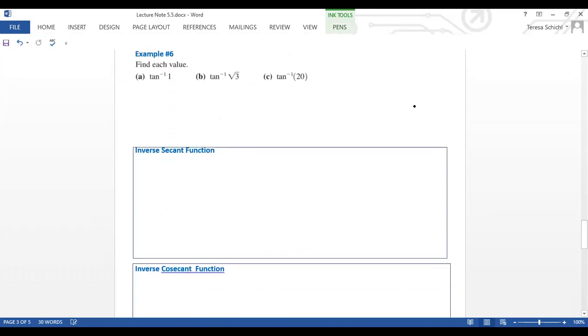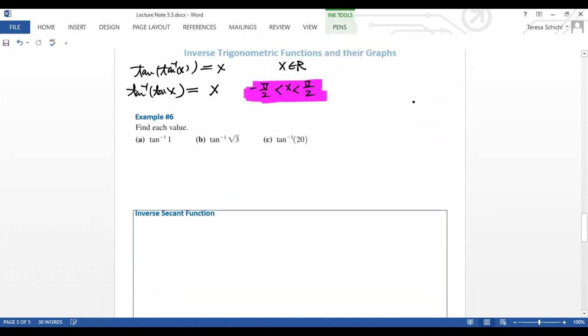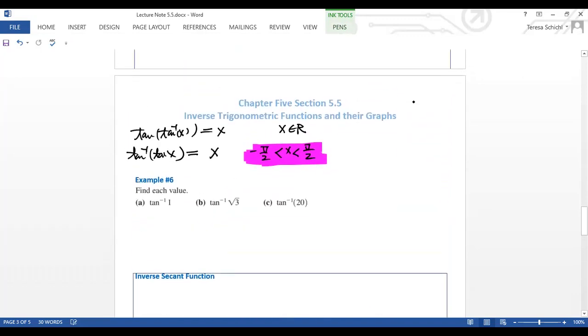Okay, so now let's take a look at these ones here. The arctangent of 1, what is the value that gives the arctangent of 1? Go to your unit circle. That is 45 degrees, or pi over 4. Next one here: what is the value that gives you the square root of 3? Go to the unit circle. What is this one here? This is pi over 3, so it's 60 degrees, pi over 3. For the arctangent of 20, make sure you put this into the calculator.